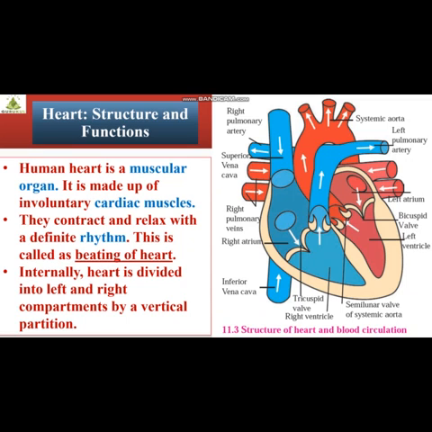Right pulmonary artery, then we have left pulmonary artery, superior vena cava, inferior vena cava, right pulmonary veins, right atrium, left atrium, bicuspid valve, left ventricle, tricuspid valve, right ventricle, semilunar valve of systemic aorta.